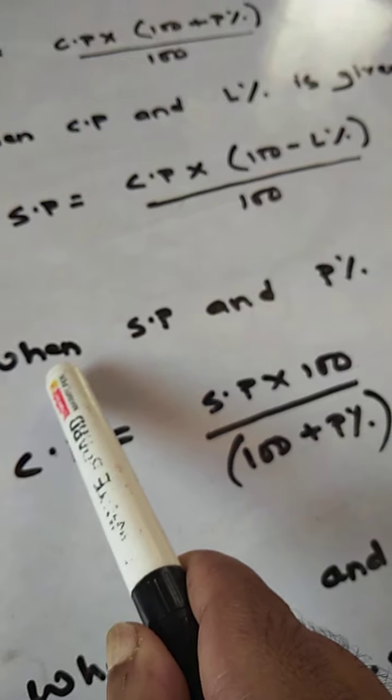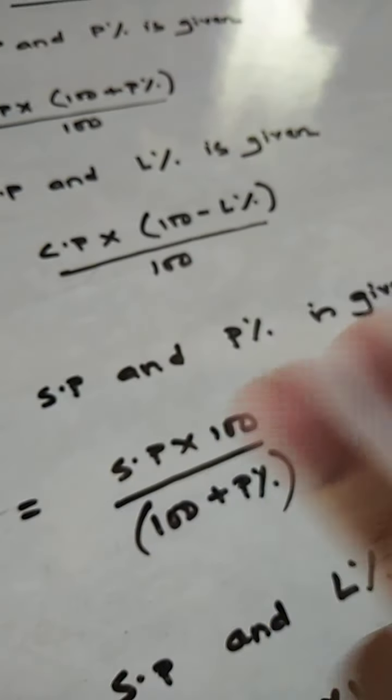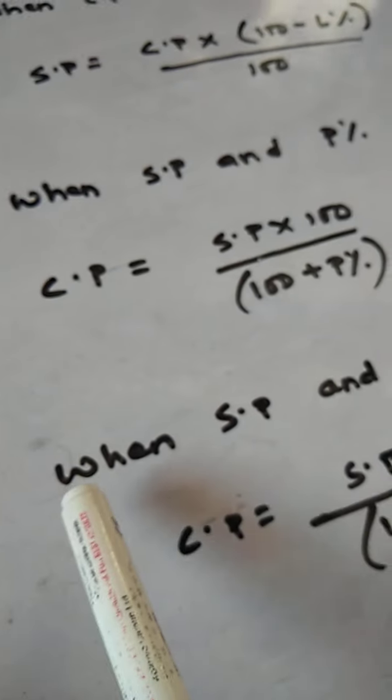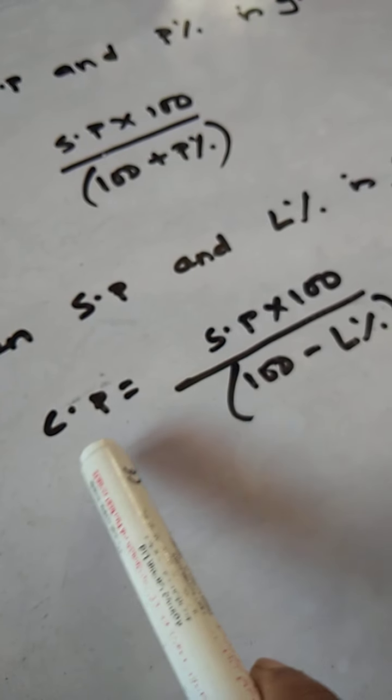Now in the question, suppose the selling price is given, the price at which we have sold the thing, and the profit percent is also given, and it is asked at what price I have bought it. So in this case, what is the formula? CP is equal to SP into 100 upon 100 plus profit percent. Now what is the last criteria? When SP and loss percent is given. In this case again you have to find out CP.